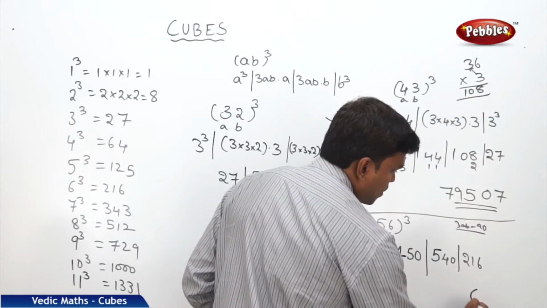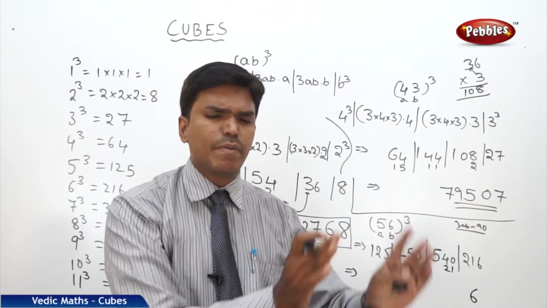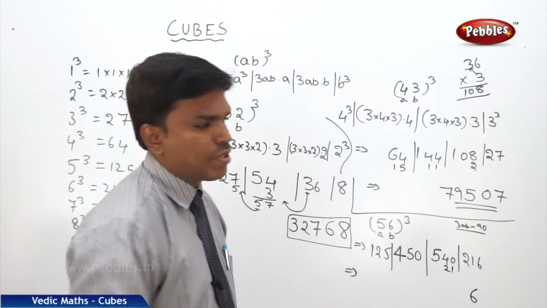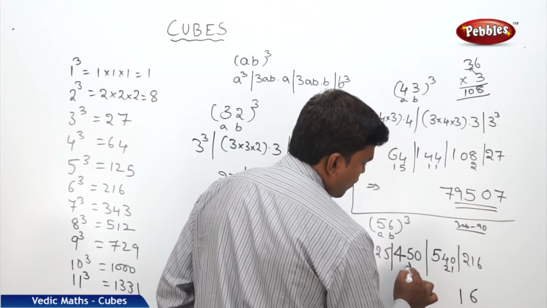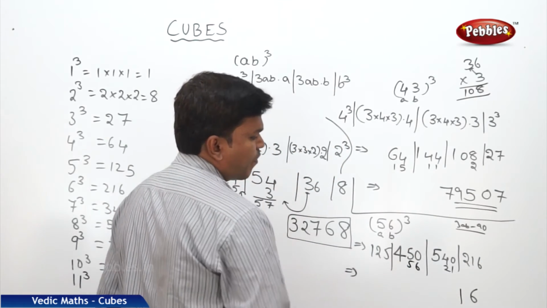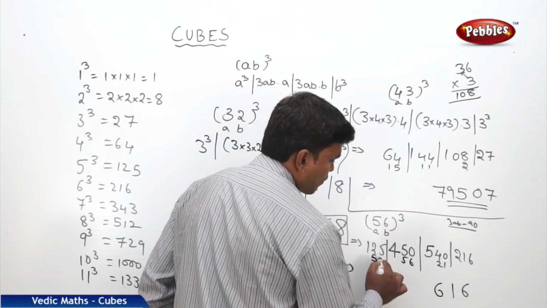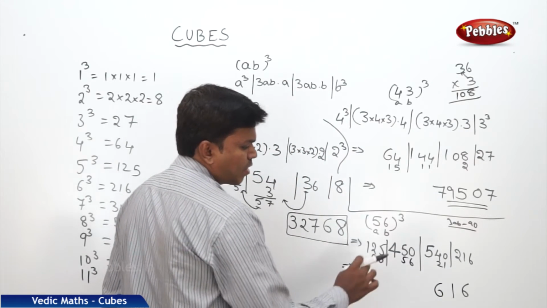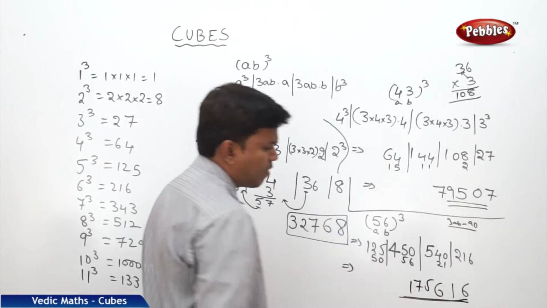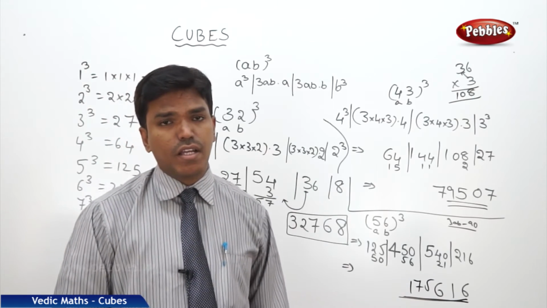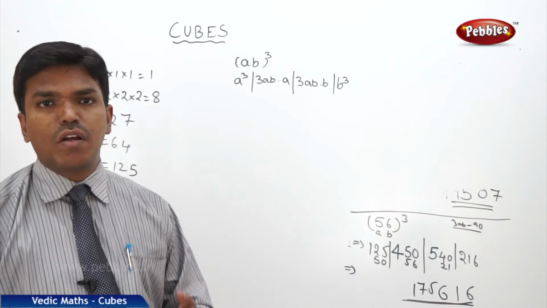So start from the 6. Drop 6, carry 21. Every time when you are balancing, drop the ones place and whatever be the number, just carry to the next numbers. So 540 plus 21, it is 561. So drop 1, 56 will be the carry. 450 plus 56, 506. So drop 6, carry 50. 125 plus 50, how much? 175. So what is 56 cube? 175,616. Finally, we will take one more example, which is a bigger number. Okay, now we will take one more example.